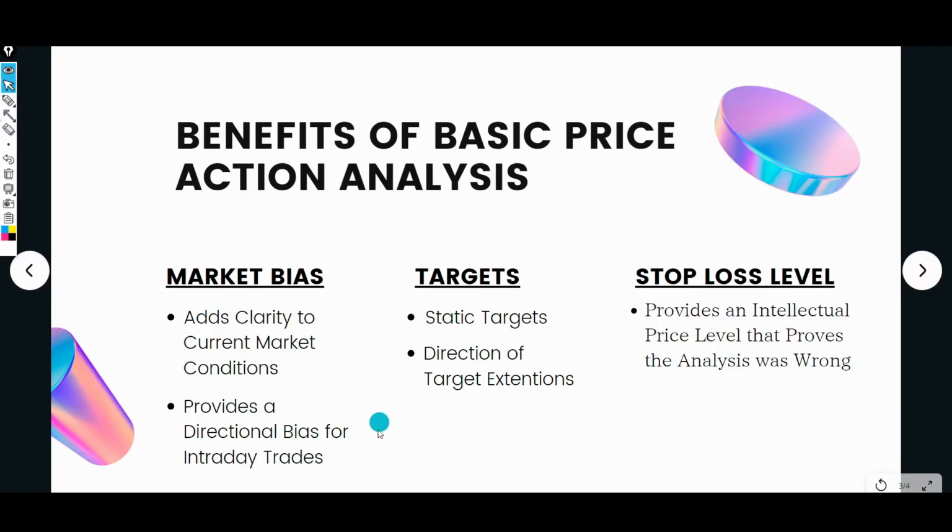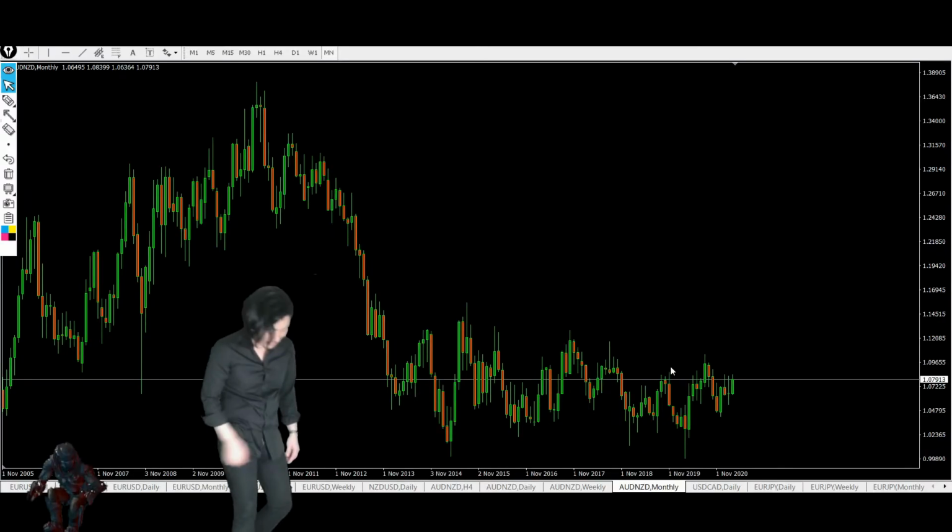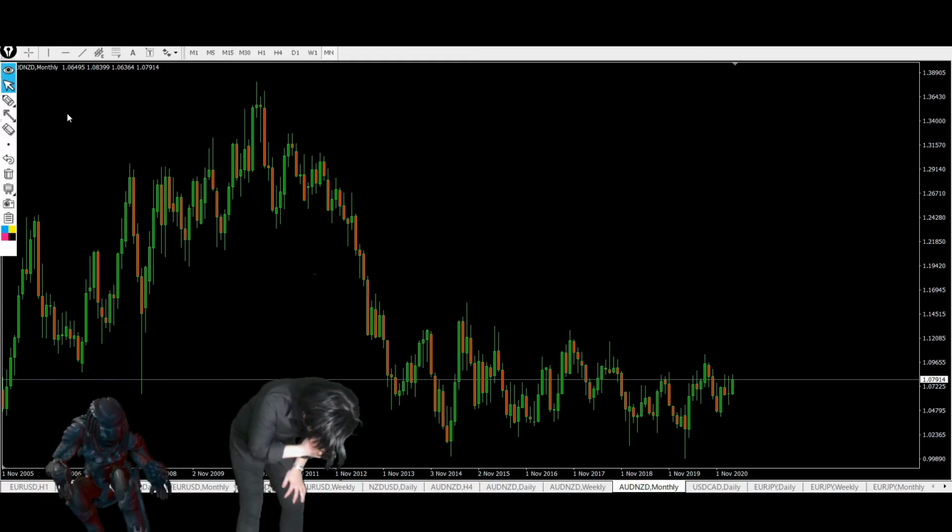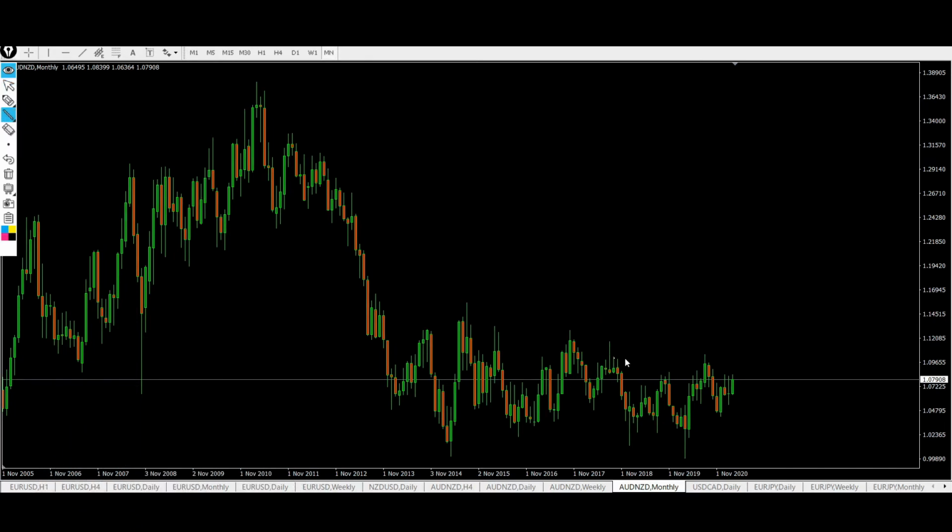All right, now let's go to targets. The first one is it gives us static targets. A static target is a target that does not move, right? For example, resistance and support is a good example of static targets. Let's say this resistance was our target. Whether price gets there today or it wiggles around for months and then gets to that level, that target price level never changes. So it's a static target.